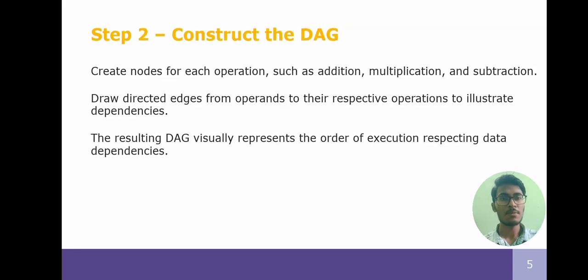And step 2 is construct the directed acyclic graph. Create nodes for each operation such as addition, multiplication and subtraction. Draw directed edges from operands to their respective operations to illustrate dependencies. The resulting DAG visually represents the order of execution respecting data dependencies.